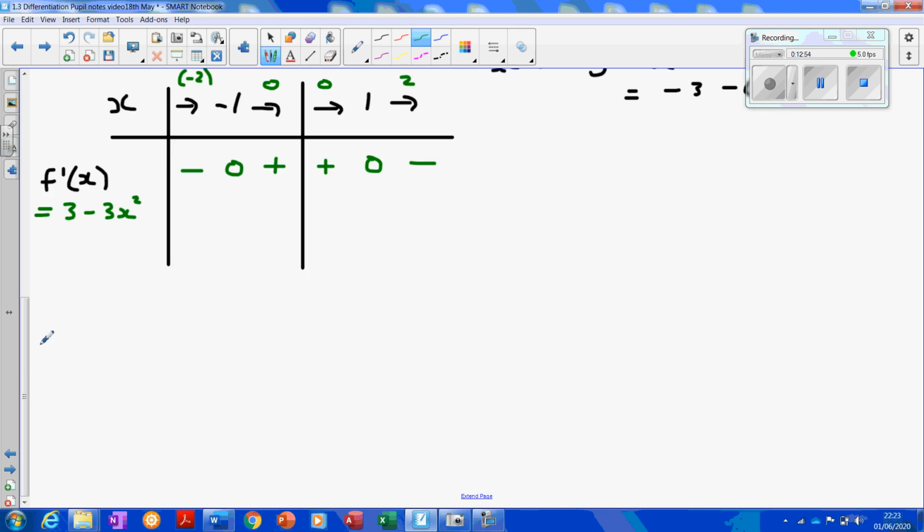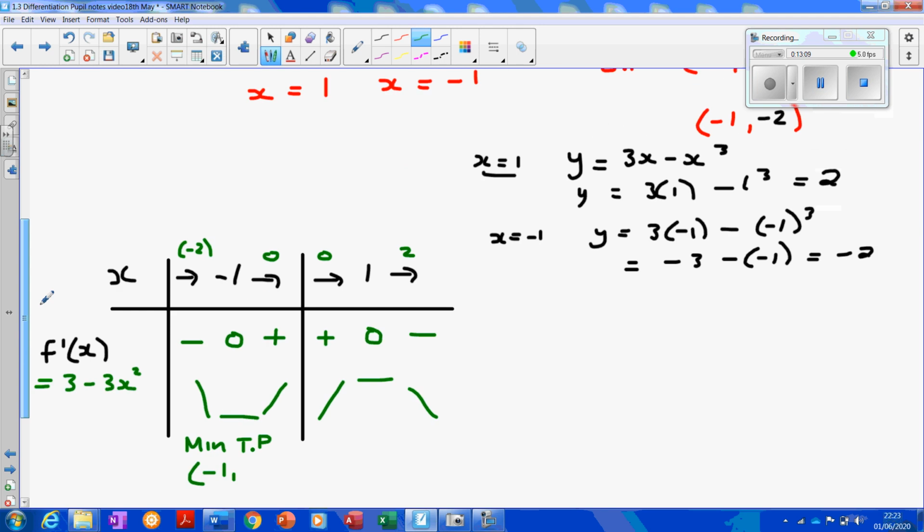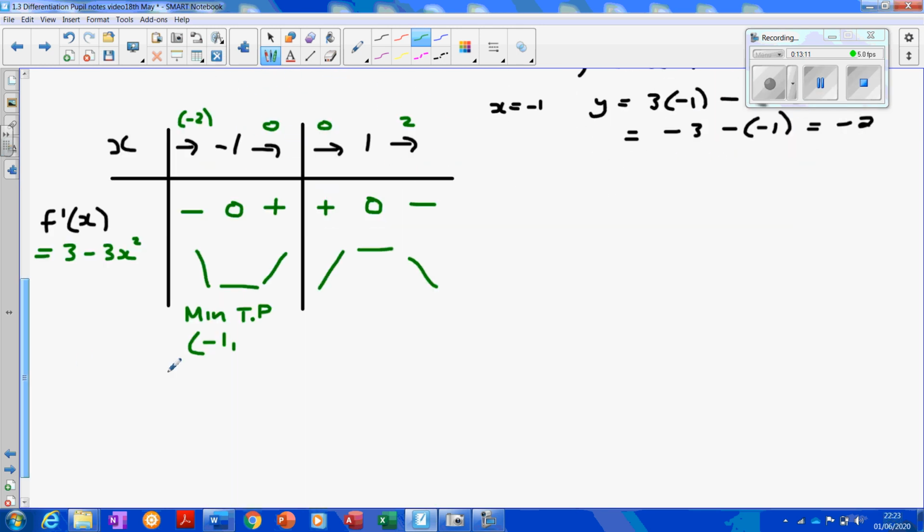Right, so look at the shape. So we have got sloping downhill, going across, going uphill, going across, and going downhill. So we've got a minimum turning point at x equal to minus 1, and I've forgotten the y coordinate, so that's the point minus 1, minus 2. And I have a maximum turning point, and that one is at the point 1, 2.